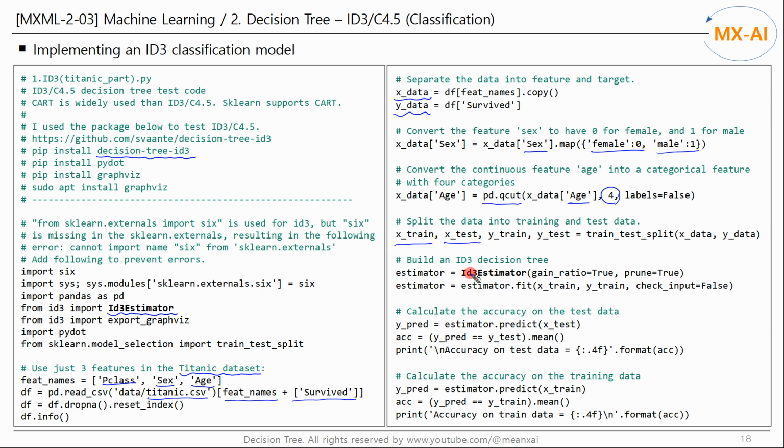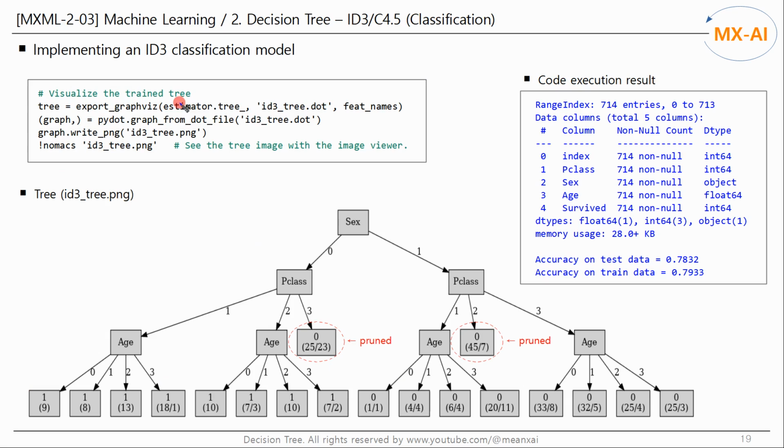Now we create an ID3 decision tree model. Let's apply IGR and also apply pruning. Fit this model to the training dataset. Next, we predict the target label of the test data and measure the accuracy. And we also predict the target label of the training data and measure the accuracy. Finally, we visualize the trained tree.